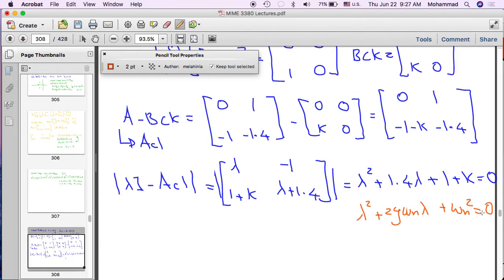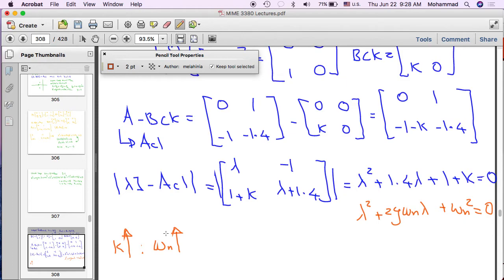So what do you see? As you increase K, what is happening when you compare these two equations? Let me write it down here. As K goes up, which is the proportional controller again, what is happening? Natural frequency goes up. But the way natural frequency goes up is not completely under your control.